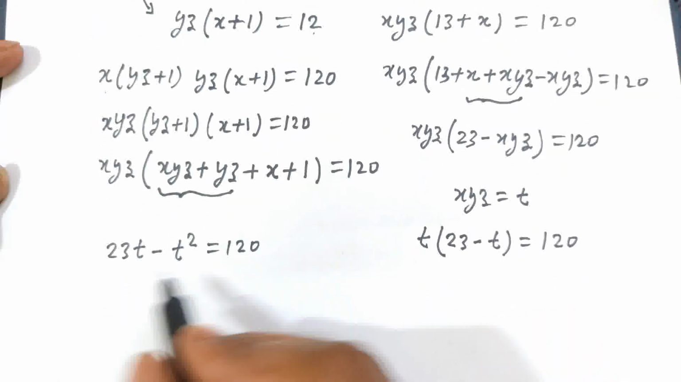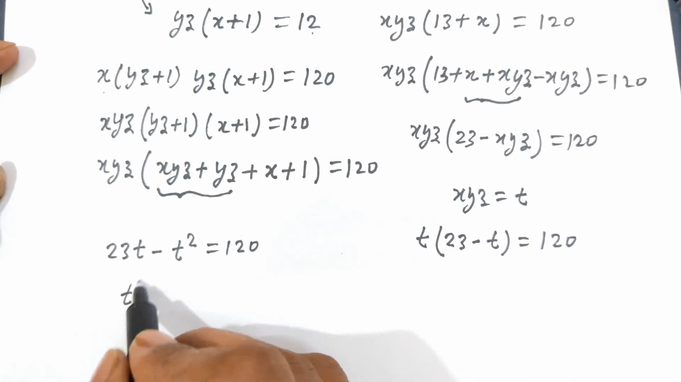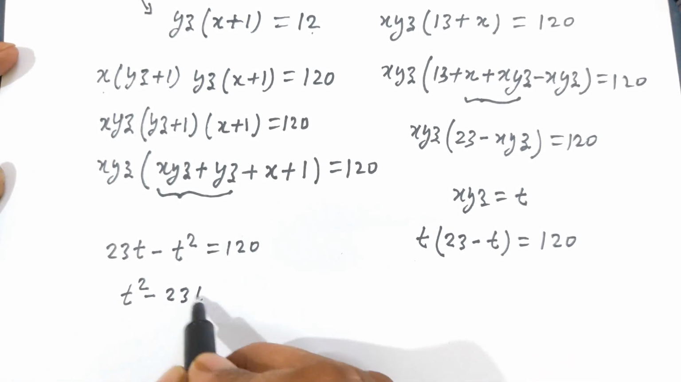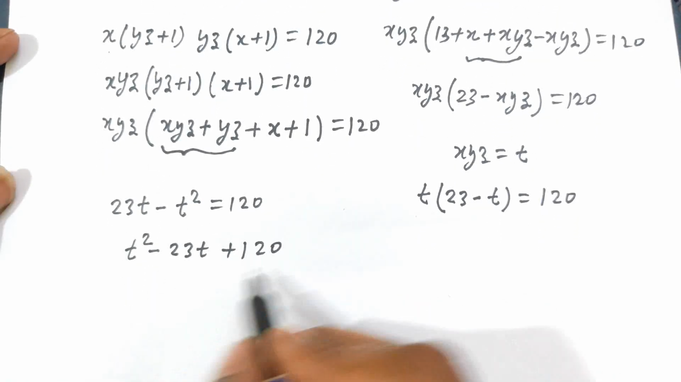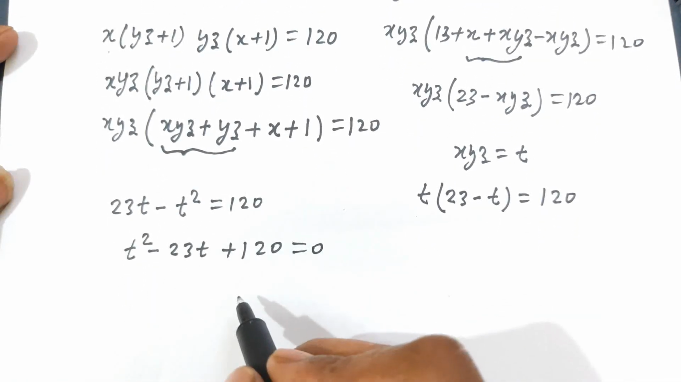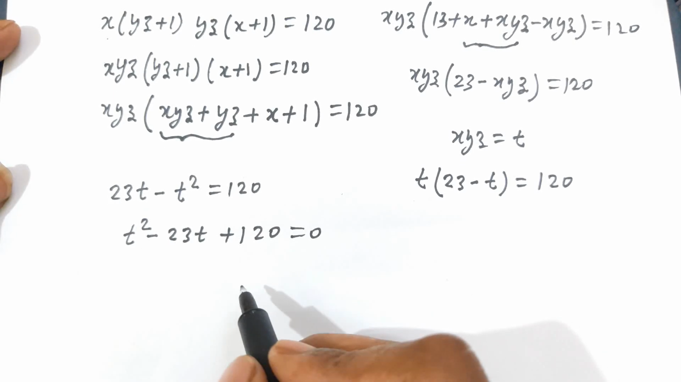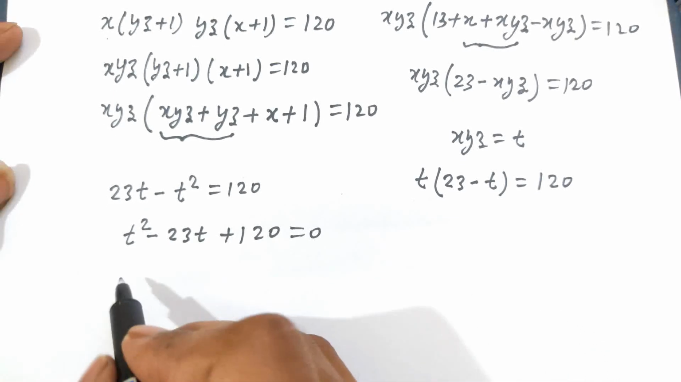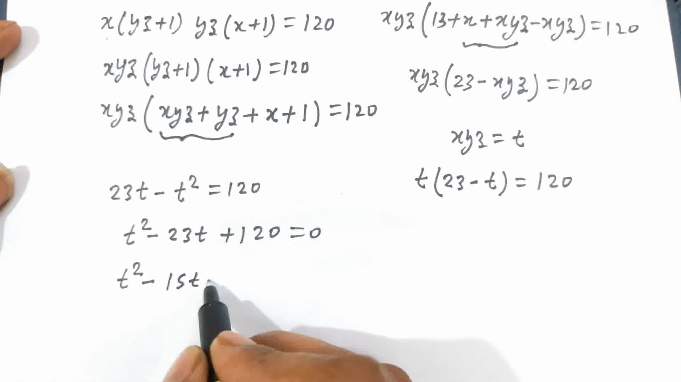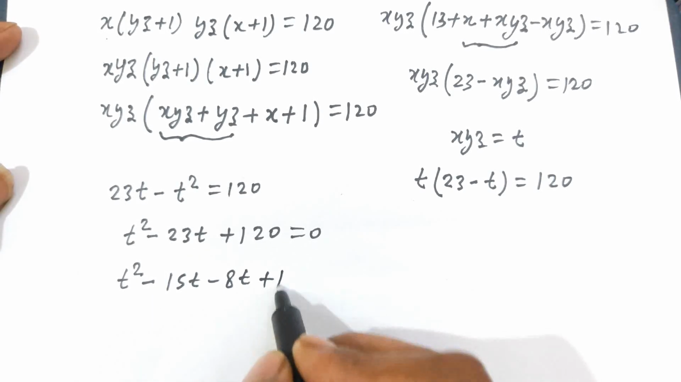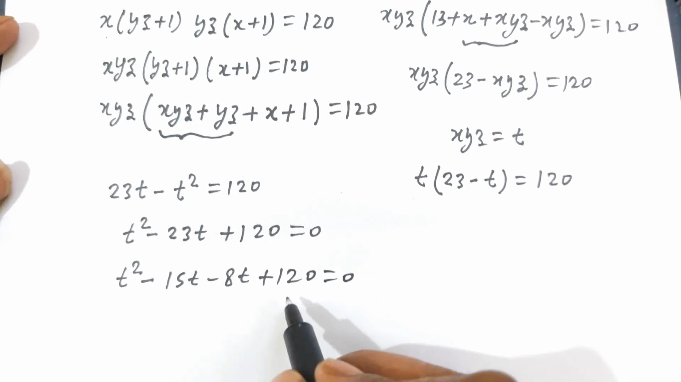Now if we take all the expressions on the same side, then you will get t square minus 23 times t plus 120. Now this is a quadratic equation in terms of t, so first we will factorize this quadratic equation by using middle term split and then find out the value of t. So here t square minus 23 times t is the same as t square minus 15 times t minus 8 times t plus 120, and this is equal to 0.